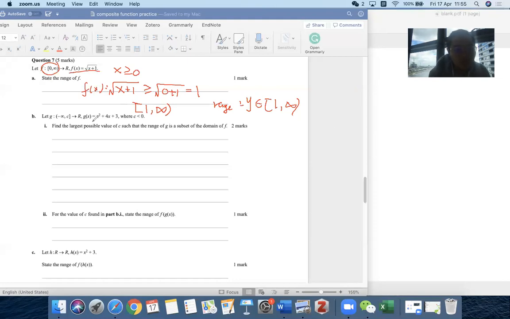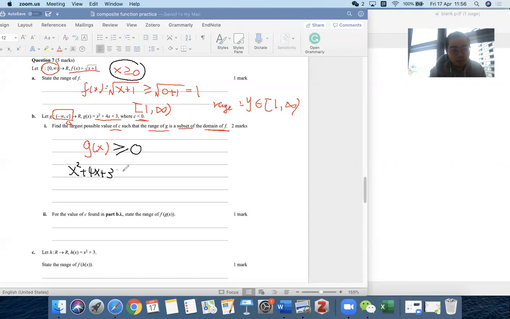Now this one, g(x) equals x squared plus 4x plus c, and c is less than 0. The domain is literal numbers or literal letters, we don't know. For the largest possible value of c, such that the range of g is a subset of the domain of f. So the requirement is the range of g(x) is a subset of the domain of f(x). So the domain of f(x) is greater than or equal to 0, which means g(x) needs to be greater than or equal to 0. So which means x squared plus 4x plus 3 needs to be greater than or equal to 0, okay?